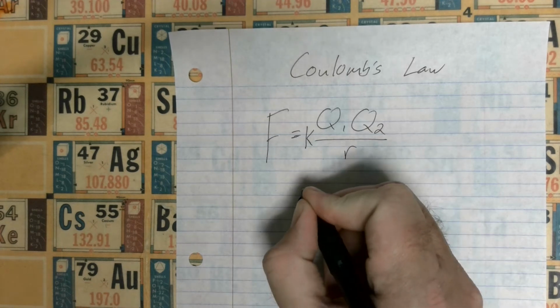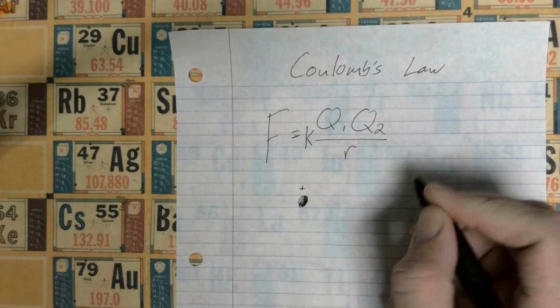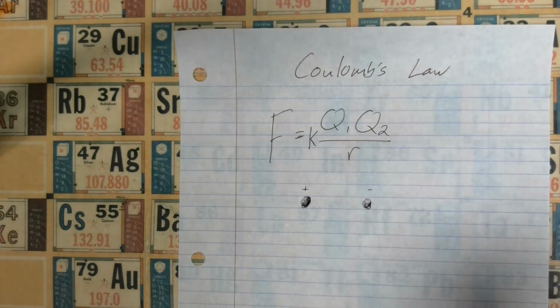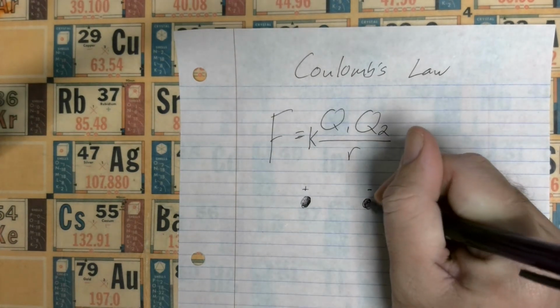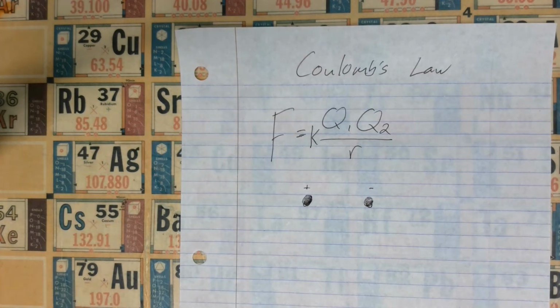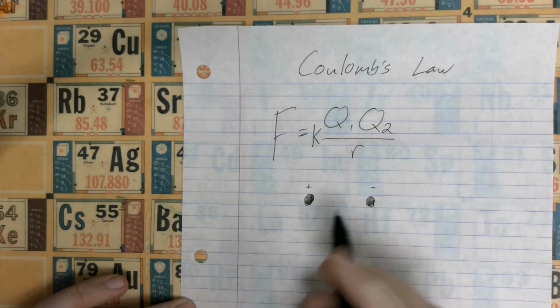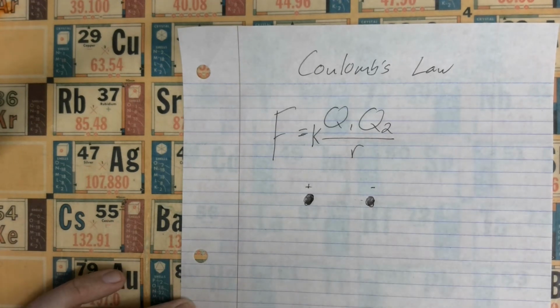So basically what it says is, if I have two objects, let's say this is a plus charge and this one is a minus charge, that there's going to be a force of attraction between these two, and I can actually measure that attraction.